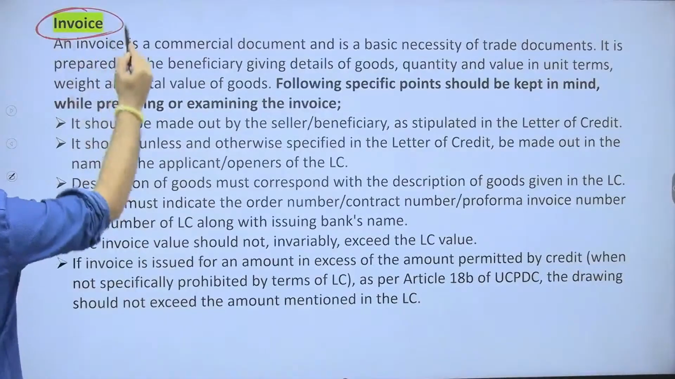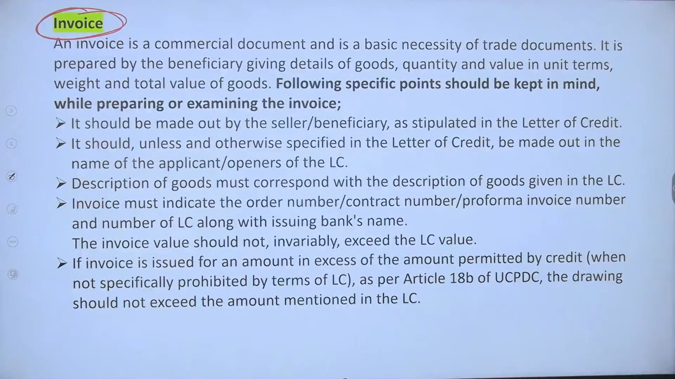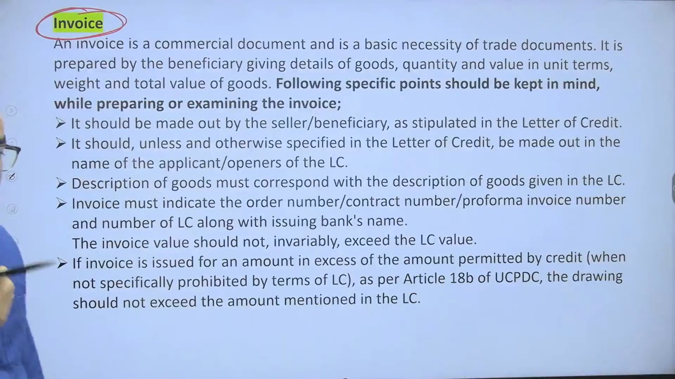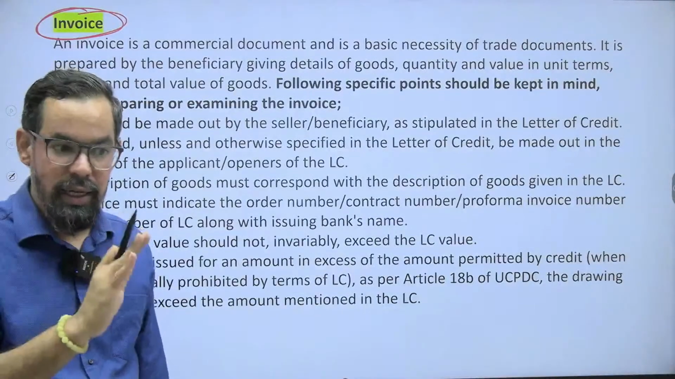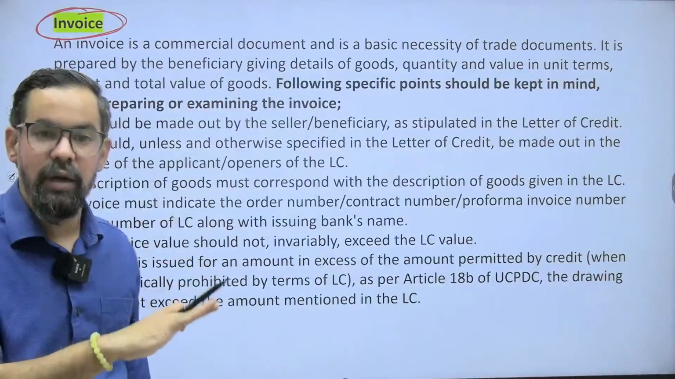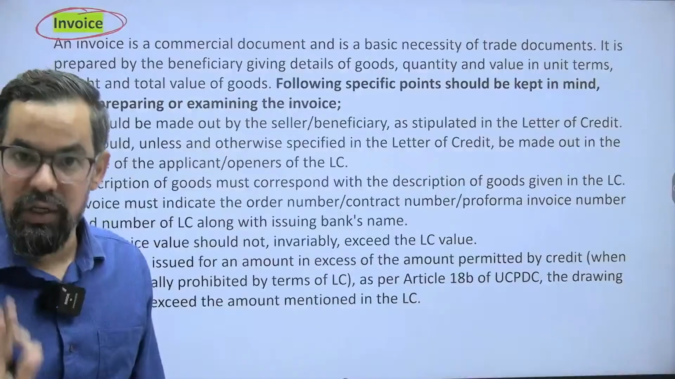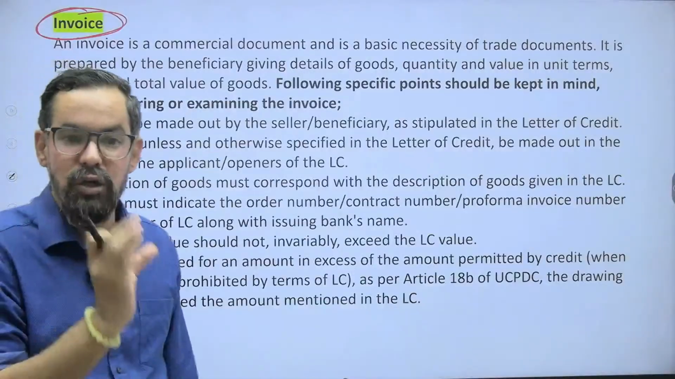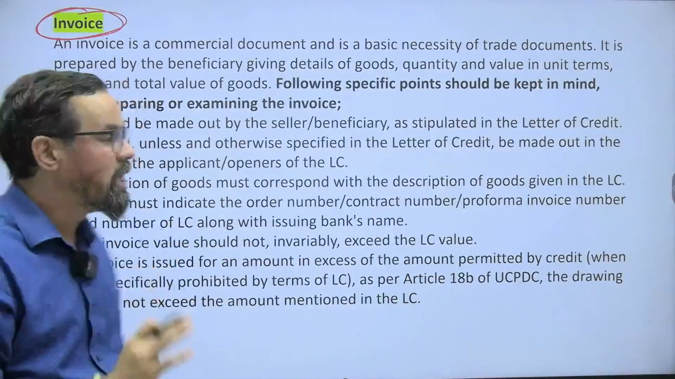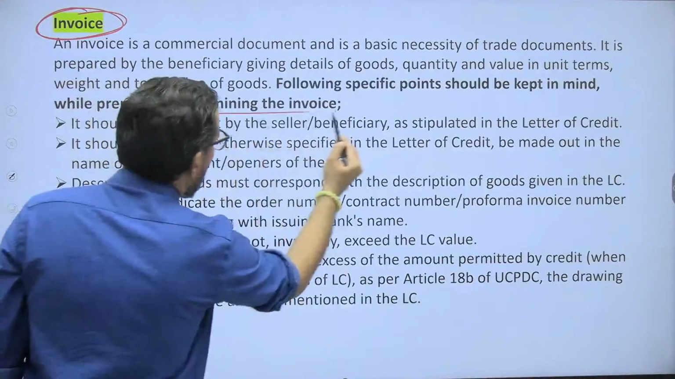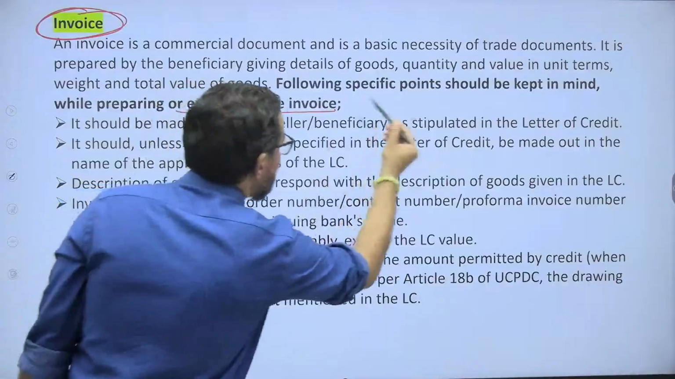Invoice is basically the sale and purchase agreement between buyer and seller, and based on the value of the invoice we make the LC. Your LC amount cannot exceed the invoice value, and based on that, weight and everything is generally part of this. Okay? So while preparing the invoice, these are the key aspects.